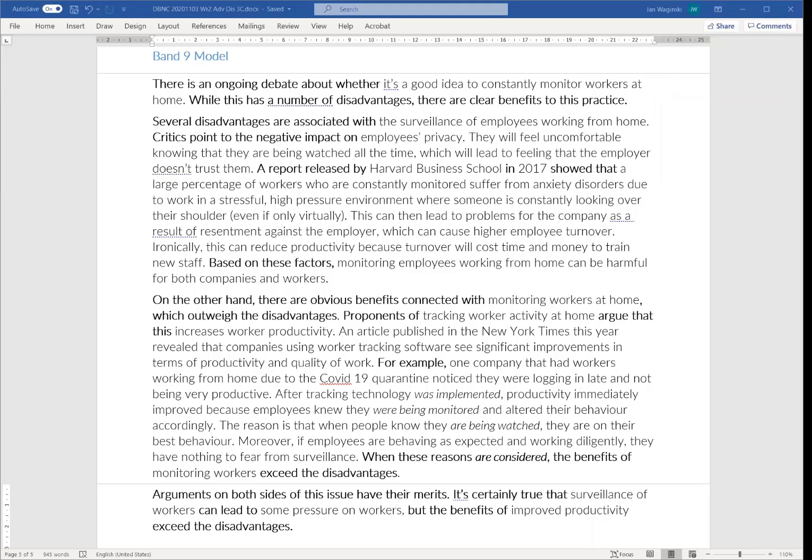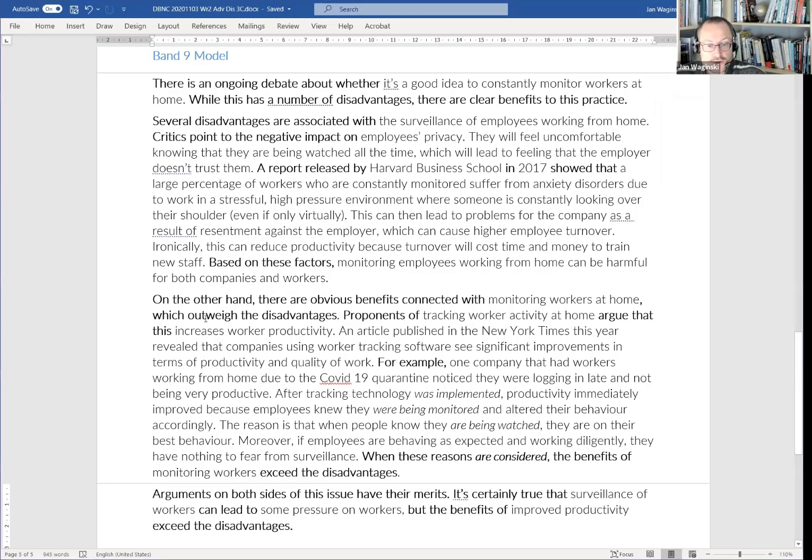So the prompt says to state our opinion. So do we have to say at the end that "in my opinion," "I believe," and "I think"? Well, you don't need to if you use this language. You can if you want to, there's nothing wrong with that. But when you say a statement like this, which outweigh the disadvantages, it's clear that that's your opinion.